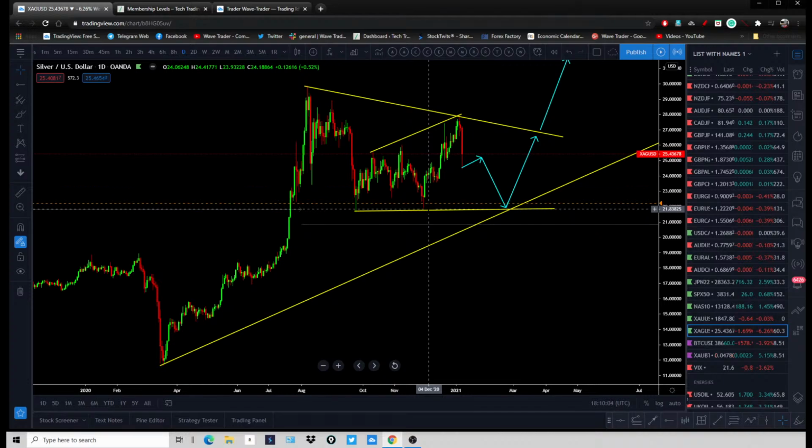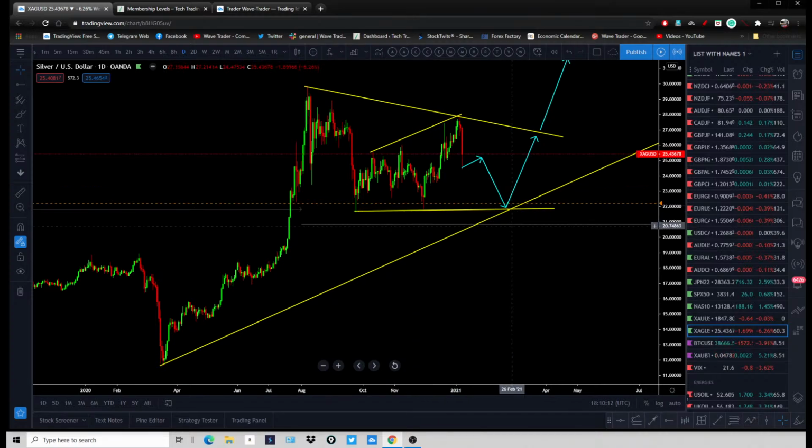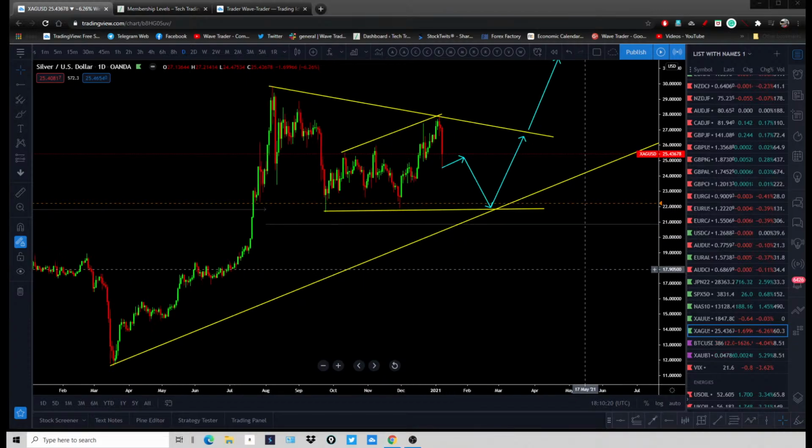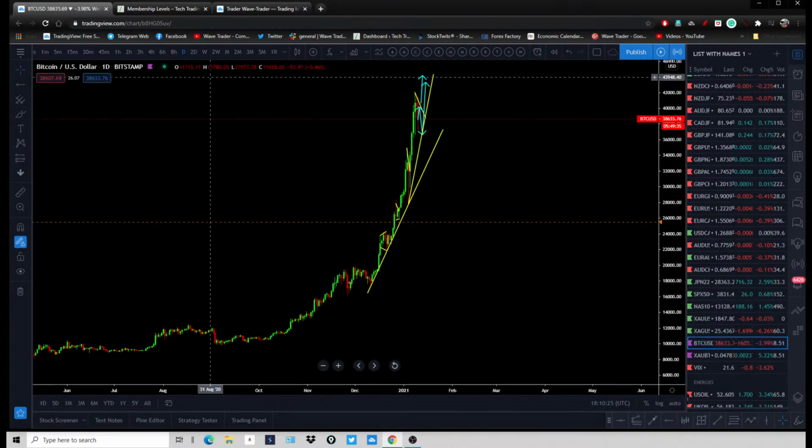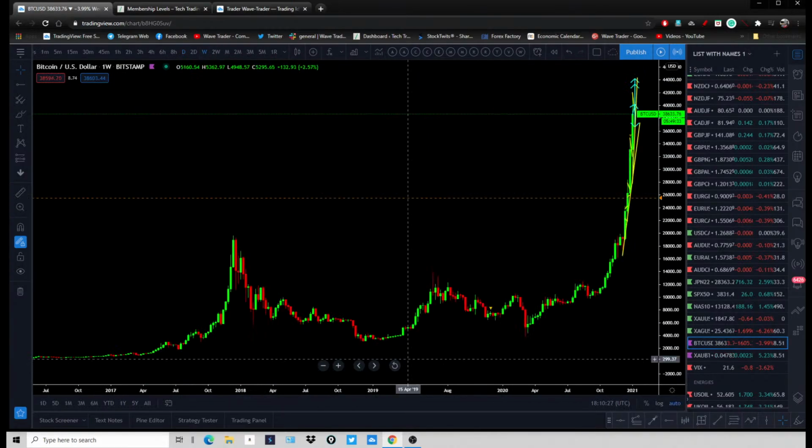Again, it all depends on the Fed, how the Fed is going to communicate with the market for higher yield. They were communicating with the market last week, saying that they may start tapering at the end of this year. This is simply a hawkish tone. So that's the silver. Bitcoin is just simply keep rising.